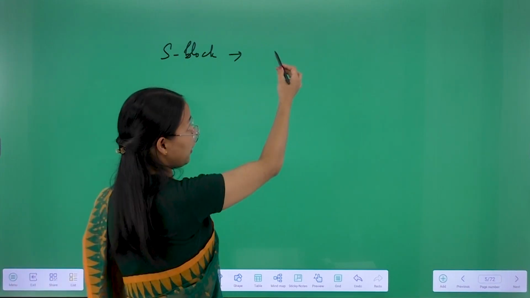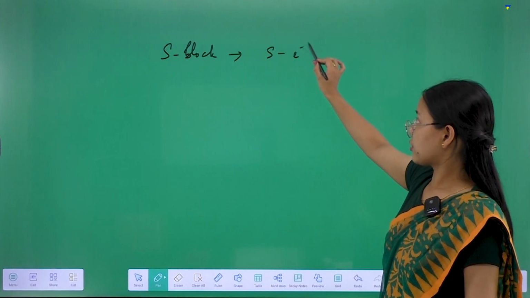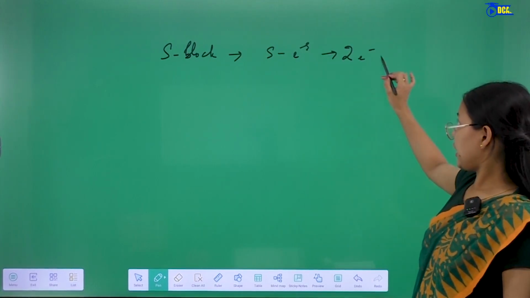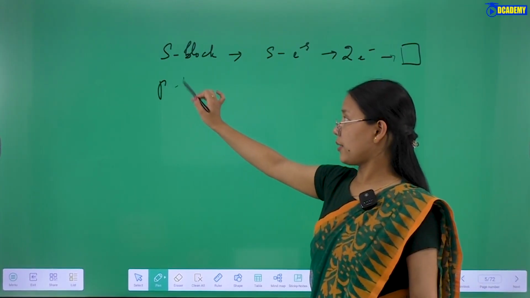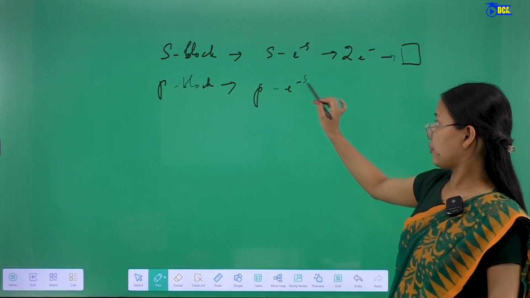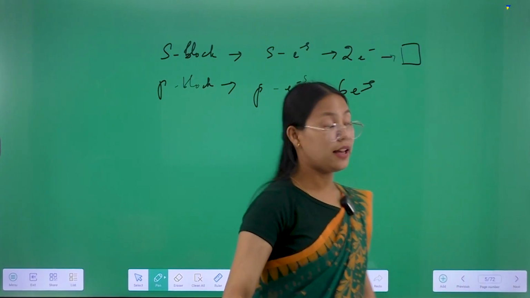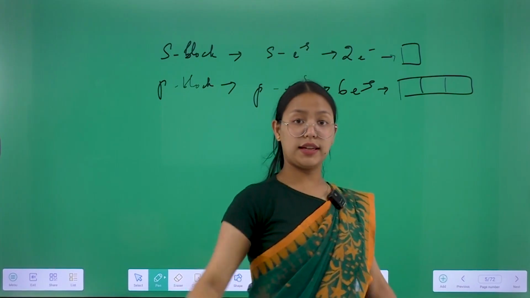For the s block, the maximum will be 2 electrons because it has only one orbital. For the p block, the maximum will be 6 electrons, because each orbital holds 2.